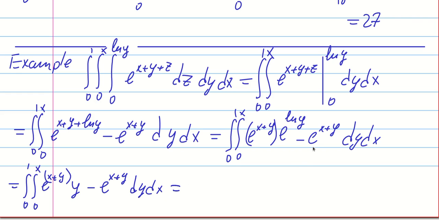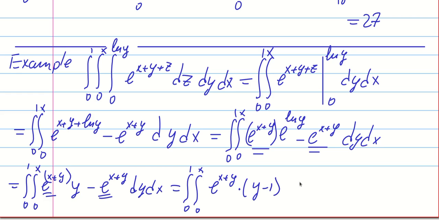Alright, and so now we can factor the common factor. We have the integral from 0 to 1, integral from 0 to x, e to the x plus y times, if we factor the e, y minus 1 dy dx.